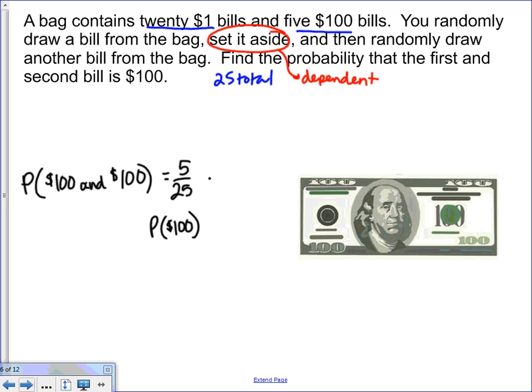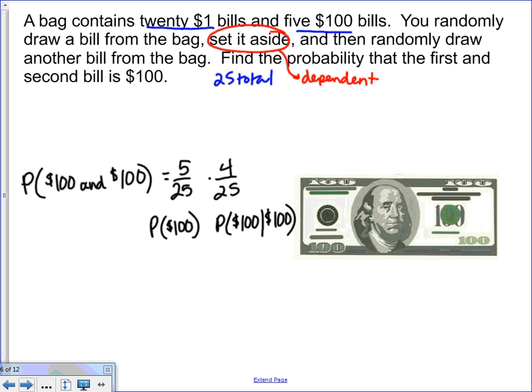What will be our new probability for a $100 bill? 4 out of 24. There's one less $100 bill in the bag because you set it aside, and there's one less total bill in the bag because you set it aside. So 4 out of 24. And this I could label as the probability of 100 given I already grabbed 100. Okay, so that's a conditional probability. If it was an independent event, it would have just been 5 out of 25 times 5 out of 25.